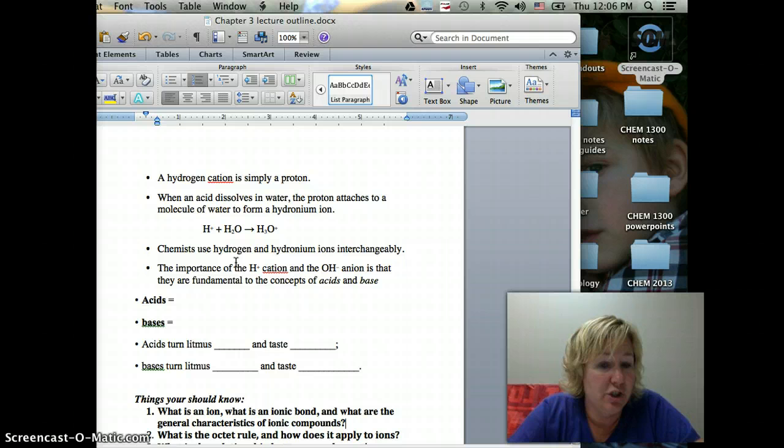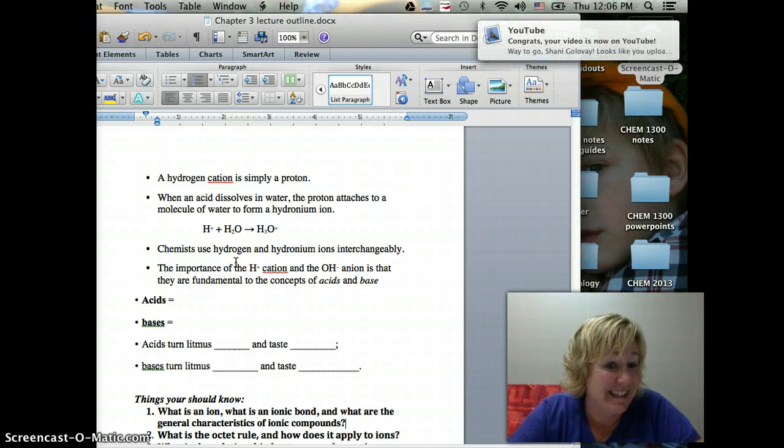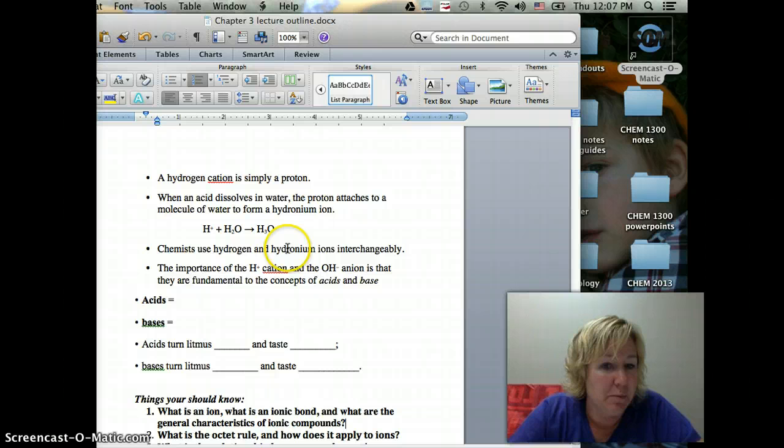Chemists use hydrogen and hydronium ions interchangeably. Yeah, it's the same thing. We don't actually care if it's this one or this one. Hydronium or hydrogen, we use them interchangeably because I think when they first started doing this, they didn't realize we were going to have to teach people who were not super nerdy chemists chemistry. So hydrogen and hydronium ion mean the same thing.